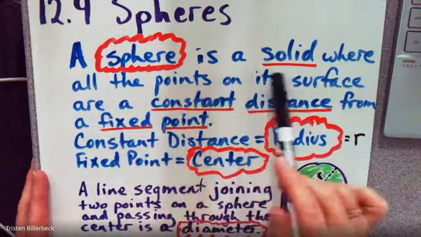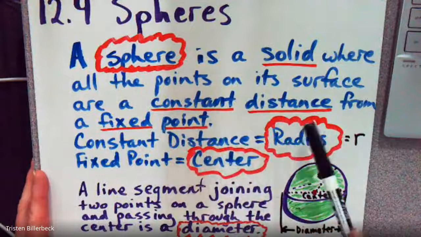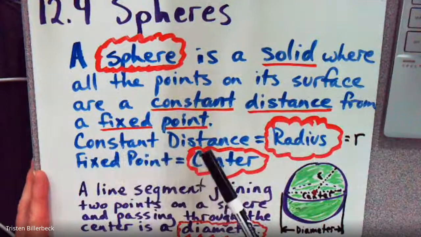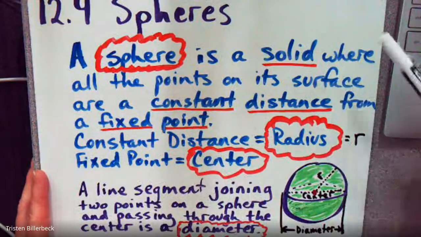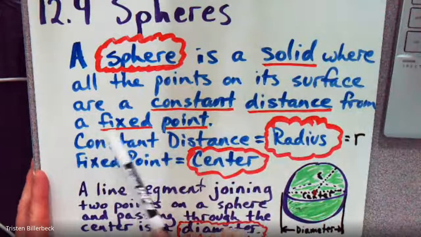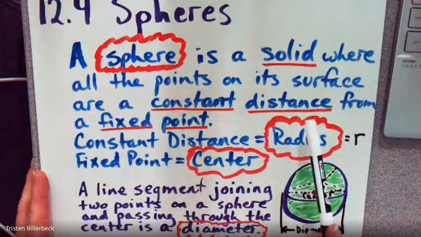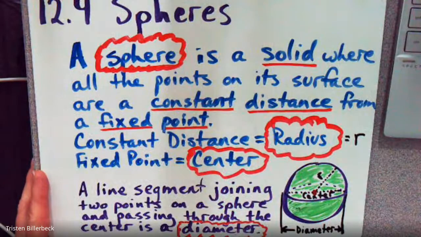So a sphere is a solid where all the points on the surface are a constant distance from a fixed point. Wow, that's a lot of verbiage, huh? So the constant distance is the radius. So the fixed point is the center. So if we substitute that into this, a sphere is a solid where all the points on its surface are a constant radius or a fixed radius from the center of the shape or solid.